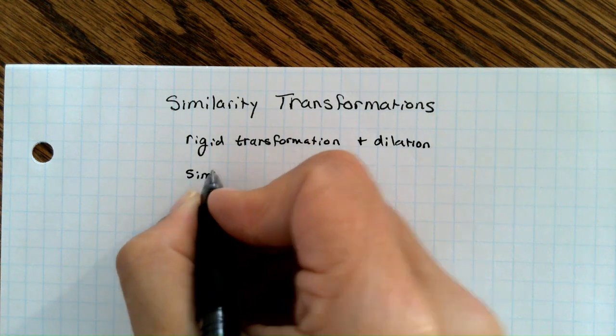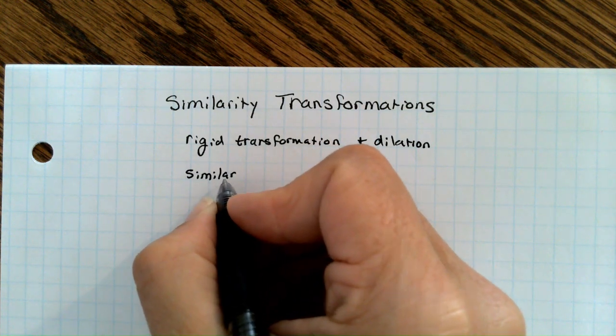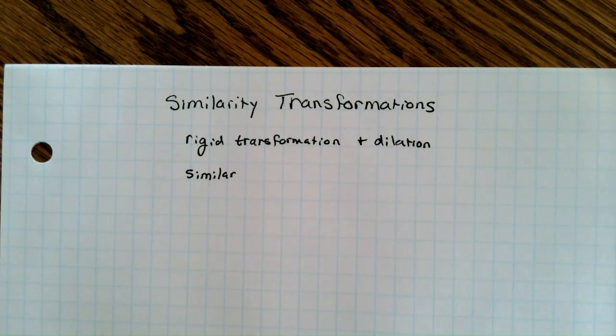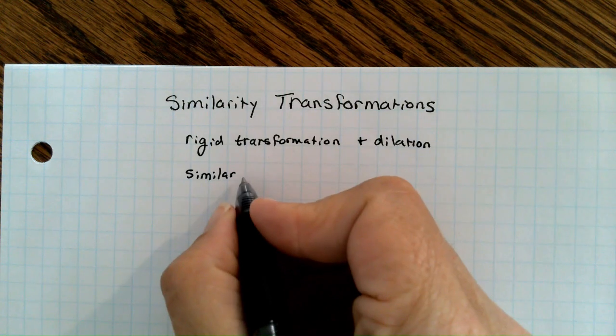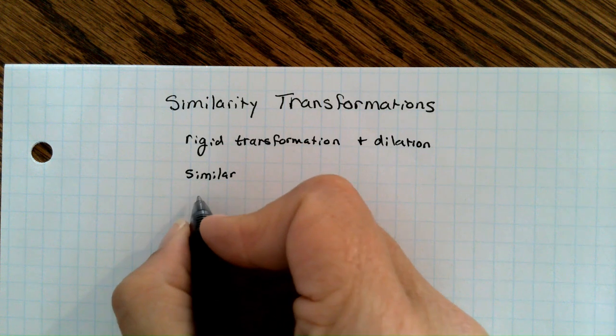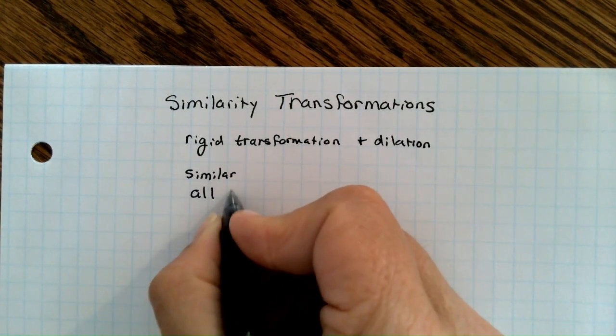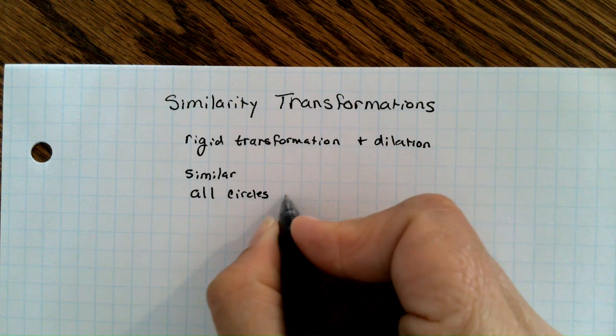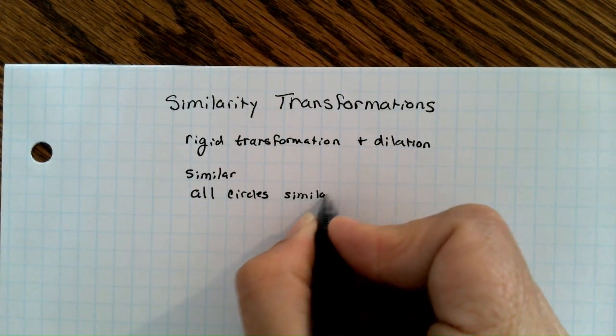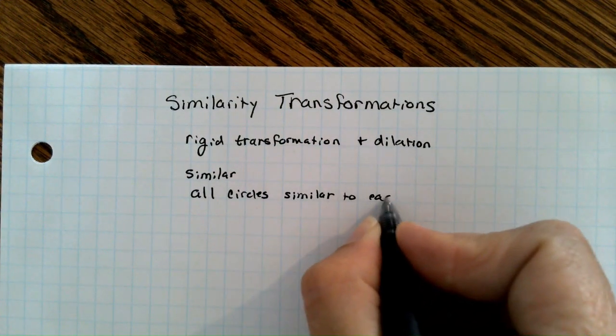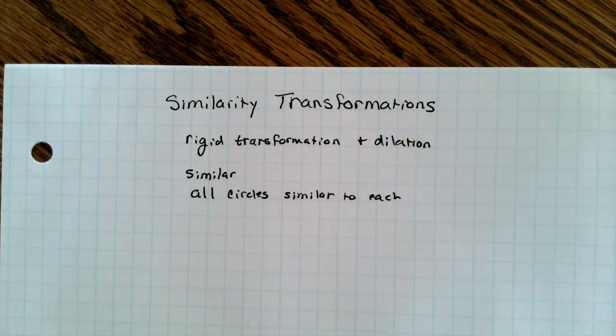They are going to be similar in shape, not exact. Kind of like thinking that all maps show the same thing, but they might be different sizes based off what you zoom in. So that's going to be very important. Now, a fun fact: all circles are similar to each other. So anytime you go from a small circle to a big circle, it's going to be a similarity transformation.